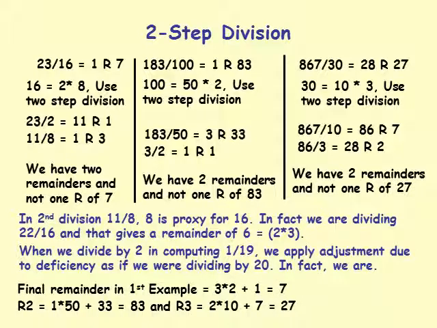Let's continue here. The final remainder in the first case is 3 times 2 plus 1, which is 7, and in the other case it is 1 times 50 plus 33, in the second case 83. In the third case it is 2 times 20 plus 7, 27. Let's use the two-step division I have been talking about. We just showed what it was.